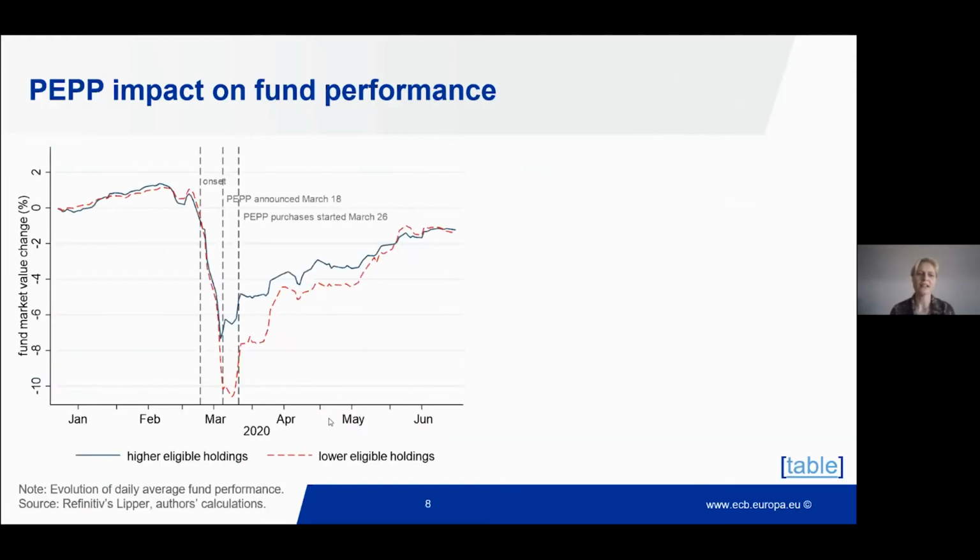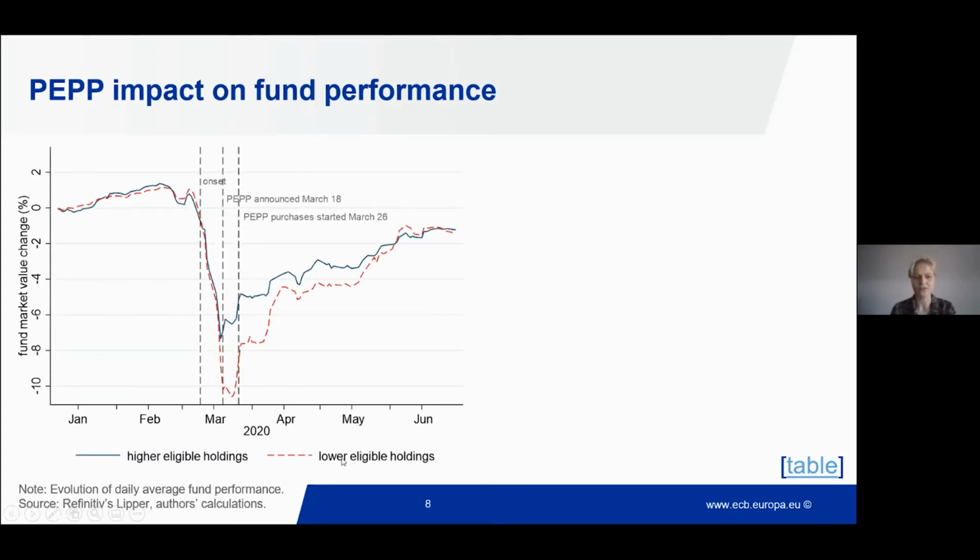So what do we find in terms of PEPP impact on fund performance? And we do a different analysis. I'm going to show you coefficients in a second, but I think this graph really tells the story of what we find. So let me take you through it. The graph gives you the fund market value change in percent between January and June of 2020. We normalize the performance to 0 in January 2020, and then we trace it over time for two groups of funds, the ones that have more eligible holdings and the ones that have lower holdings of PEPP eligible assets.